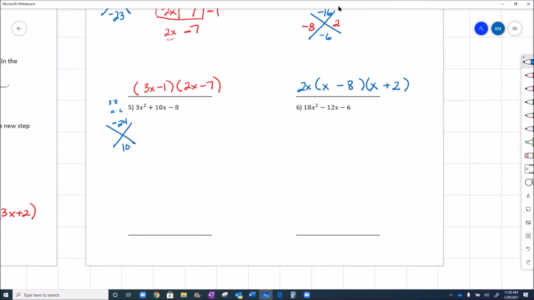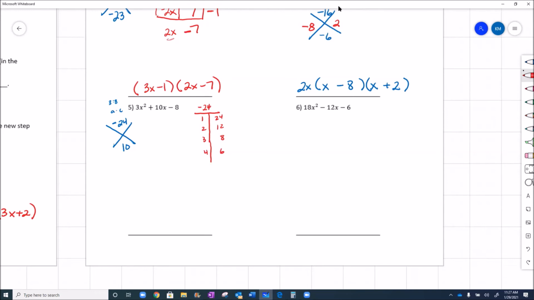Multiplies to give us a negative means that our signs are different. Add to give us a positive number, that means our larger number is positive. So as I think about those numbers, there's some options here. I'll make the T-chart just so we can have some practice with it. Negative 24. I'll do 1, 24, 2, 12, 3, and 8, 4, and 6. The next thing I do is 6 and 4.